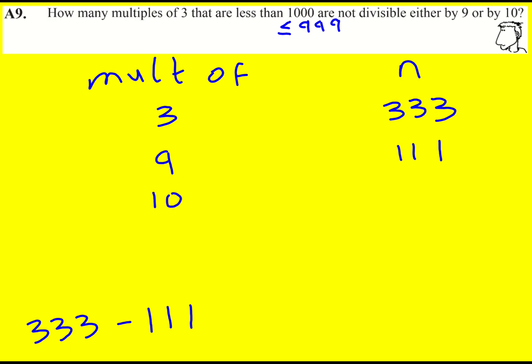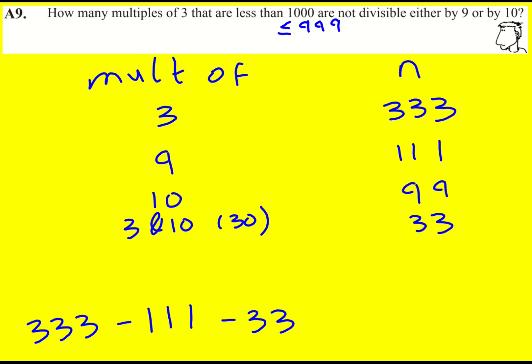So the multiples of 10, well, I can take a look at 1,000 for this one. 1,000 divided by 10 is 100, but I don't actually want to consider 1,000, so it's actually going to be 99. However, I'm not subtracting the multiples of 10, I'm subtracting the multiples of 10 that are also multiples of 3. So I need to take a look at 3 and 10, which actually means I'm finding the multiples of 30. So that's going to be every third one of this 99, so 33. So I'm also going to need to subtract 33.